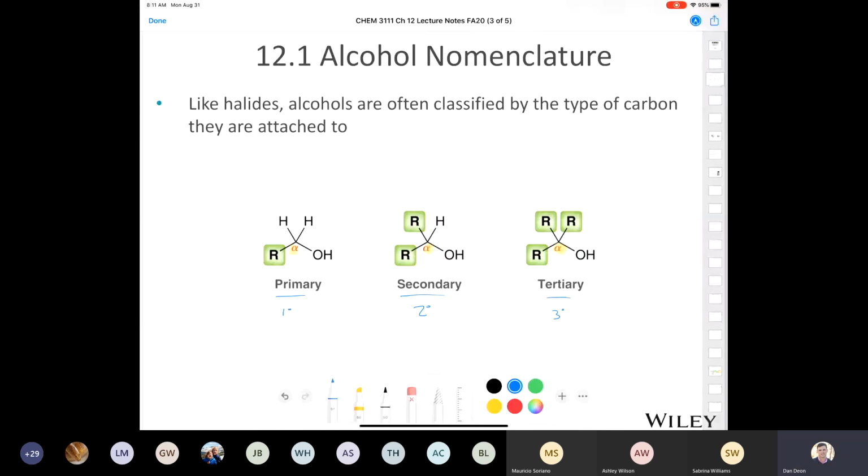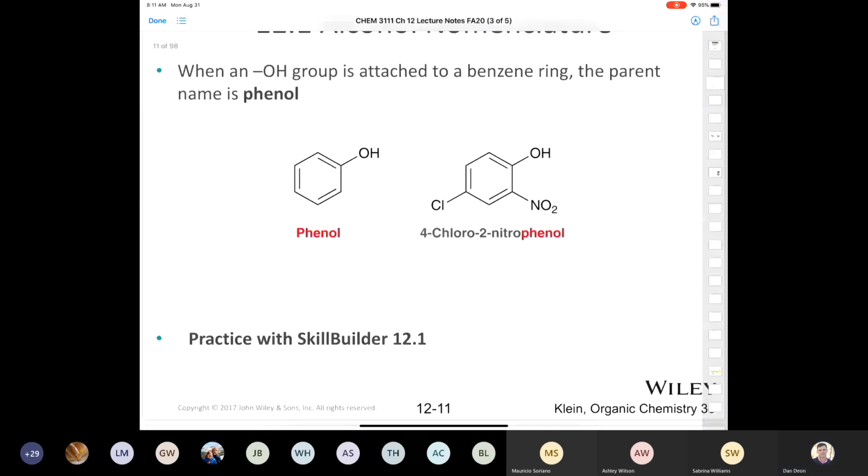We spent enough time talking about alkyl halides in chapter 7 that you should all be aware of what a primary alkyl halide is, and so on and so forth. All right, let's talk more about nomenclature. When the hydroxyl is attached to a benzene ring, we already went over this, we call it a phenol. So if you had this compound here, you assume that the hydroxyl is on carbon number 1. And so we have a nitro group here, and then we have a chloro here.